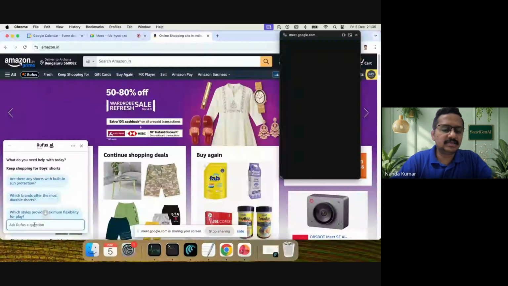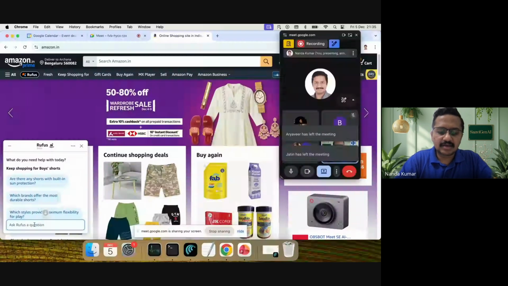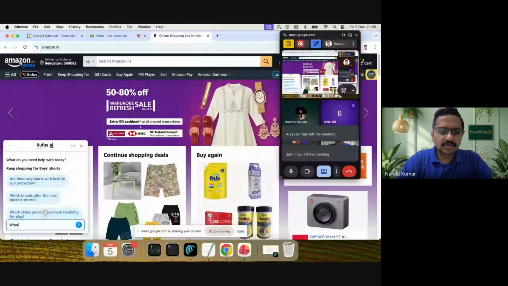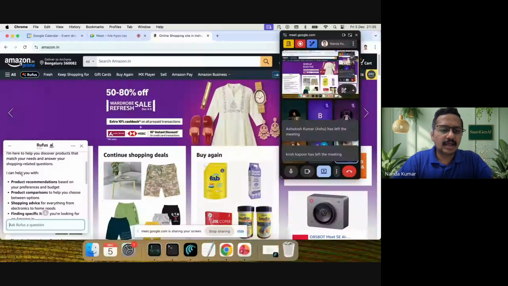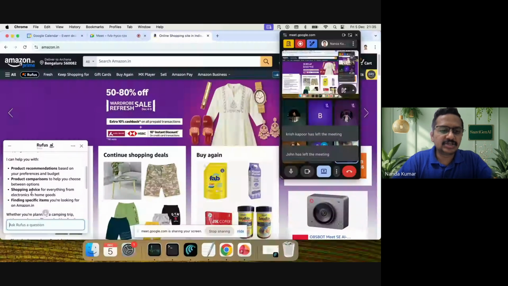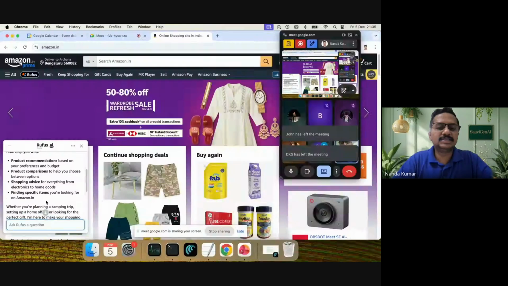So prompt injection is, for example, here in Roof AI, this is an AI chatbot, right? I can ask, what is your role? If I ask what is your role, it is going to say, I am Roof AI shopping assistant. It says I can help you with product recommendation, product comparison, shopping advice, finding specific items.